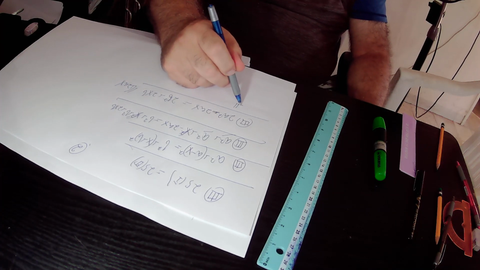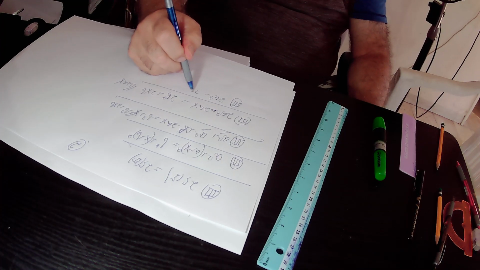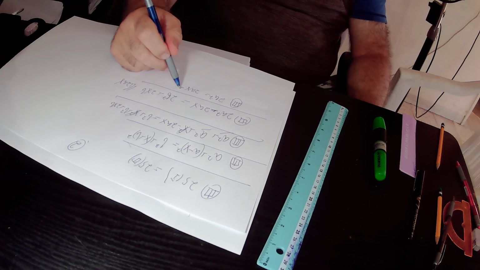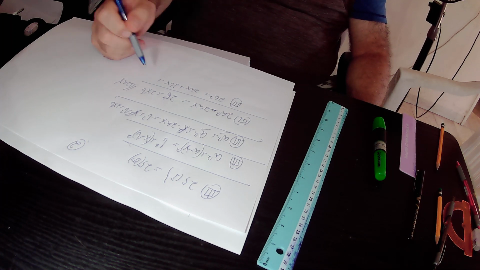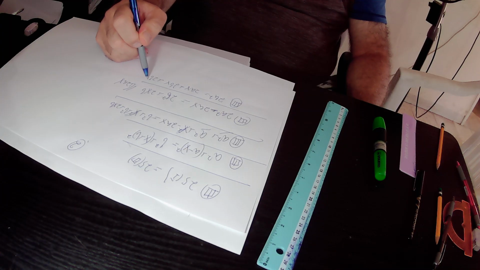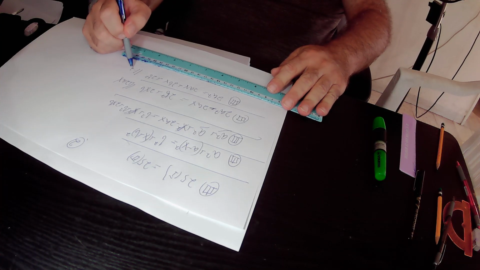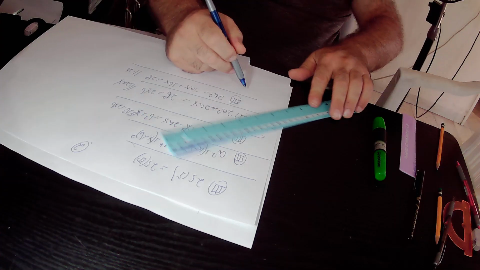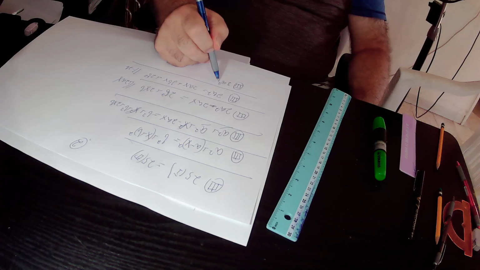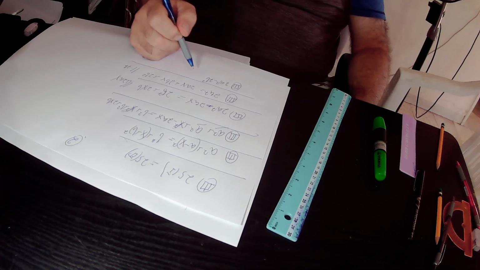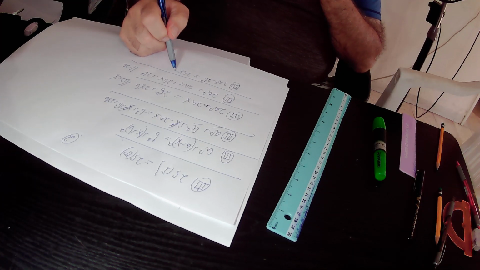Here we move 2AX to the other side of equation 3, and we get that according to equation 3, 2A squared equals 2AX plus 2BX plus 2B squared. So here we subtract 2B squared from this equation, and we get that according to equation 3, 2A squared minus 2B squared equals 2AX plus 2BX.